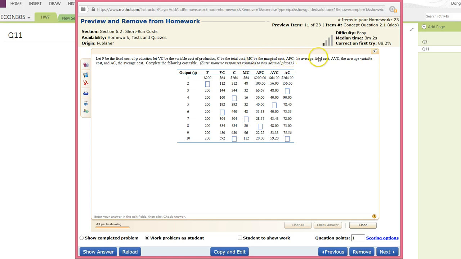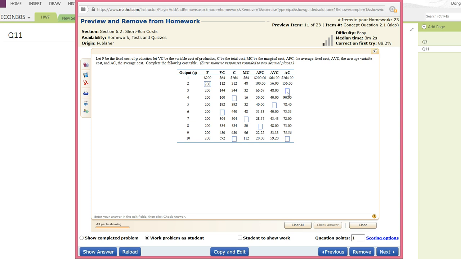AFC is the average fixed cost, and AVC is the average variable cost, and AC is the average cost. Complete the following cost table. So the first row, that's already complete, and starting from the second row there is a blank somewhere, and the second row, the blank is the fixed cost F. And since fixed cost doesn't change, this part is very easy to complete. So 200. And the third row, the blank is the average cost.